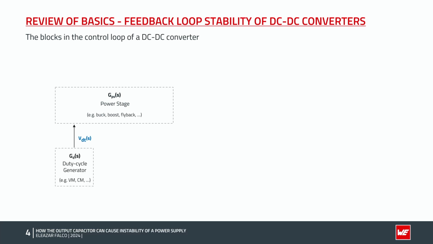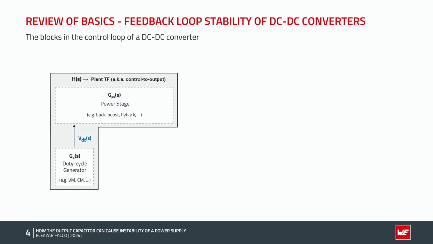The voltage conversion of the power stage is controlled with the duty cycle of a PWM signal, which is provided by the duty cycle generator block here. This block and its transfer function changes depending on the control method used, like voltage mode, current mode, etc. These two blocks form the plant transfer function of the system, H(s), which is also known as control to output transfer function. Then we have the compensator circuit with its transfer function, C(s).